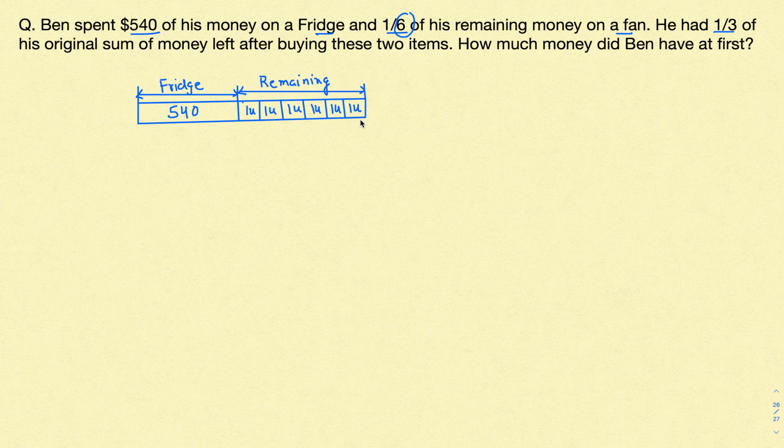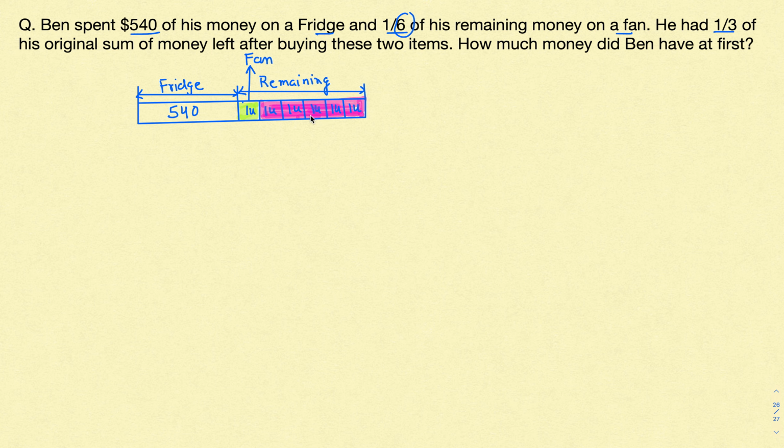And out of these 6 units, 1/6 means 1 unit he spent on the fan. So let's say this 1 unit he spent on the fan. Let me just highlight it as well. So how much money is he left with? This is the money he is left with. Let's quickly highlight this one separately with a different color. So these 5 units he is still left with.